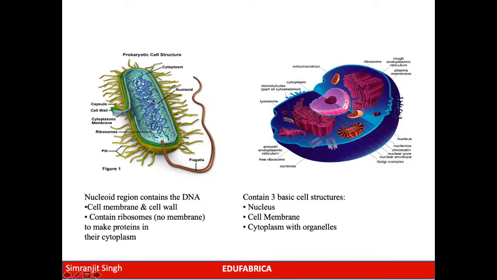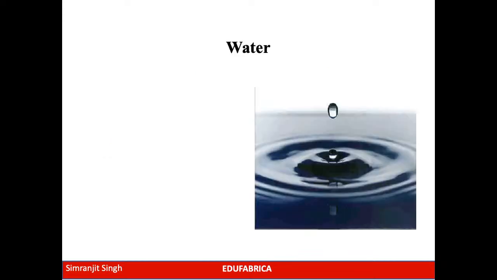The prokaryotic cells have a nucleoid region that contains the DNA. They have both a cell membrane and a cell wall. They contain ribosomes without a membrane to make proteins in their cytoplasm. On the other hand, eukaryotic cells have three basic structures, that is the nucleus, cell membrane and cytoplasm with organelles.